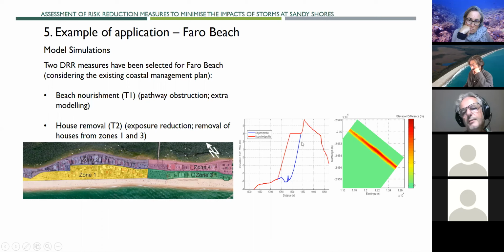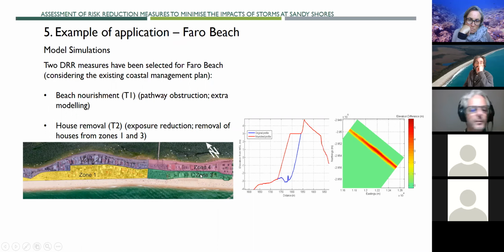And this is the original profile and then the nourished profile that you can see represented here. So it's a beach nourishment about 40, 50 meters wide. And then we have house removal. House removal from these 2 zones, zone 1 and zone 3, so the yellow and the green. It's something that was planned for the Praia de Faro.